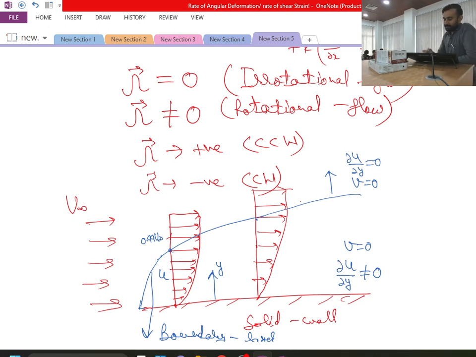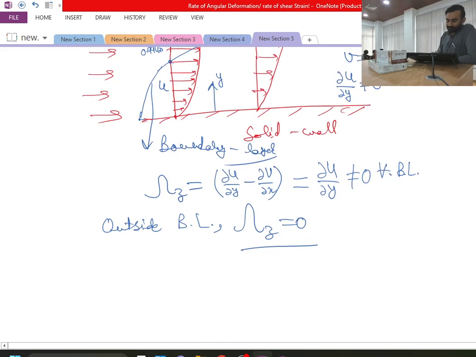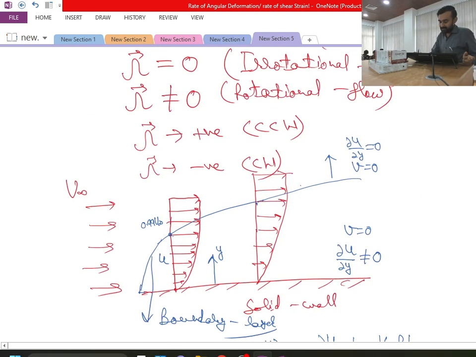So that is the reason: if velocity is not changing in the y direction, then del u by del y is equal to 0. Now, within the boundary layer vorticity is there, outside the boundary layer vorticity is not there. So I can simply say that outside the boundary layer my flow is irrotational, and within the boundary layer the flow is rotational.